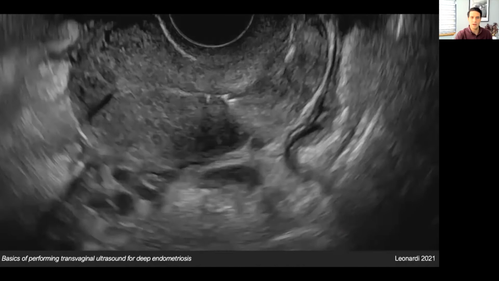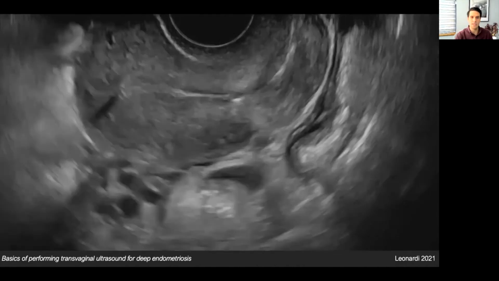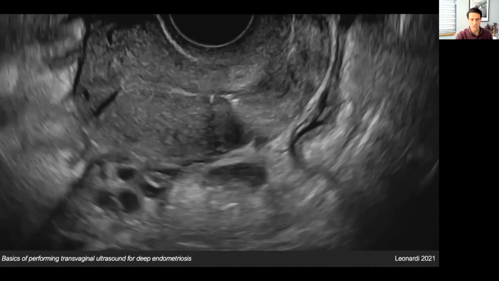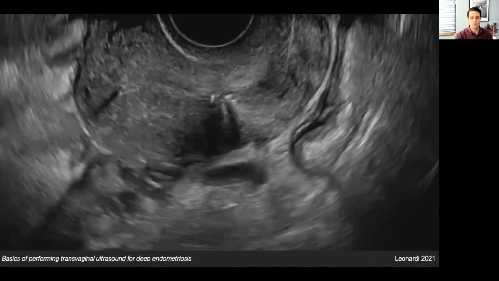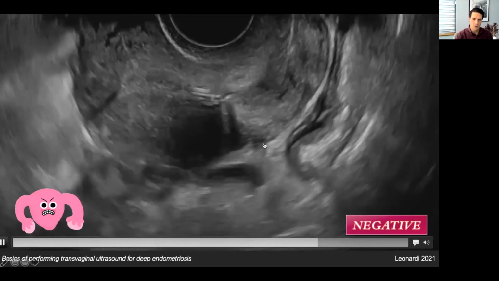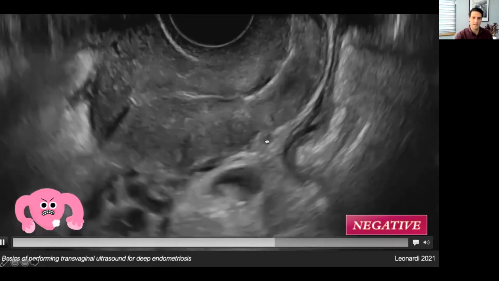In this clip here, again, the probe hand is stationary and the ballottement technique is trying to demonstrate the sliding sign, which it's not achieving. So this is a negative sliding sign. And in fact, at the level of the uterine torus, you can appreciate that there is a hypoechogenic area, which likely represents endometriosis in that location.